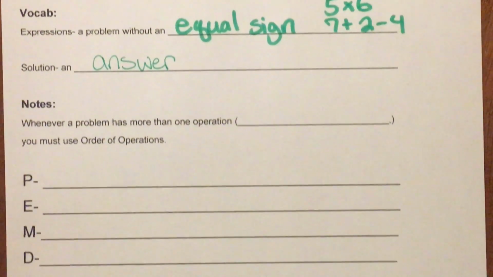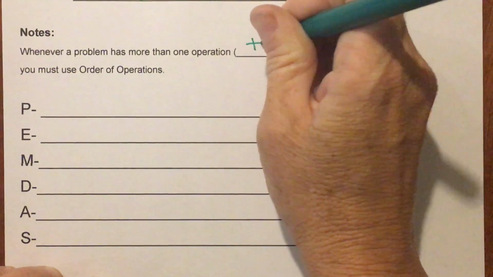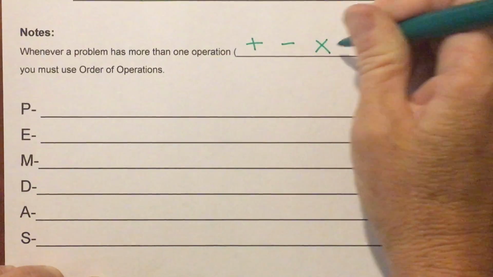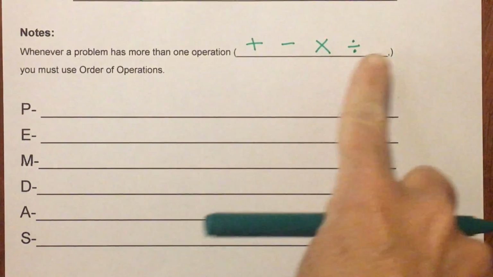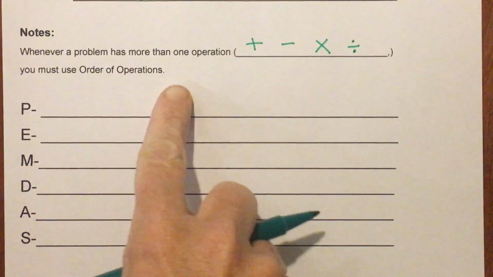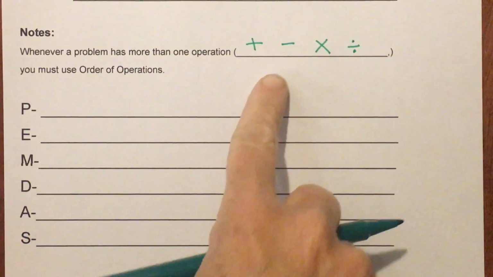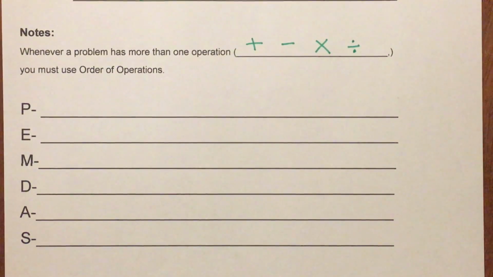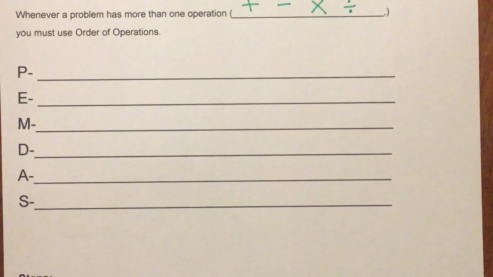Okay, our notes tonight are kind of the big part: whenever you have a problem that has more than one operation, and remember in math there's 4 operations, addition, subtraction, multiplication, and division, you must use something called order of operations. Operations because we're talking about operations, and order because it's the order you need to work in. So PEMDAS is kind of a silly word that helps us remember the order of operations.